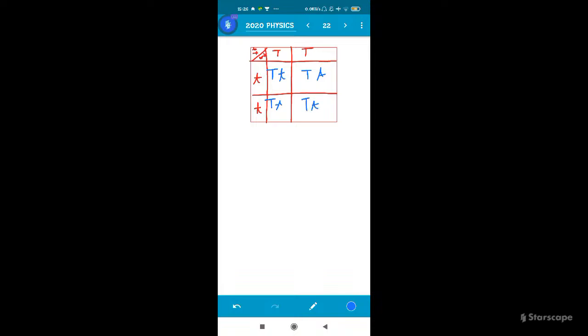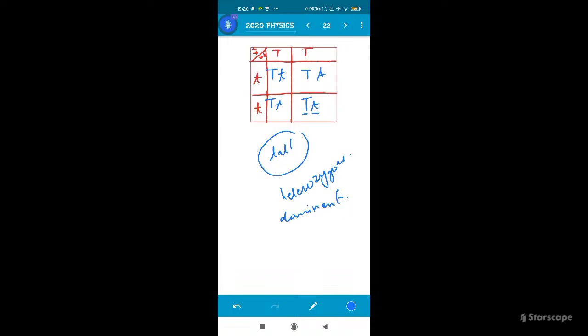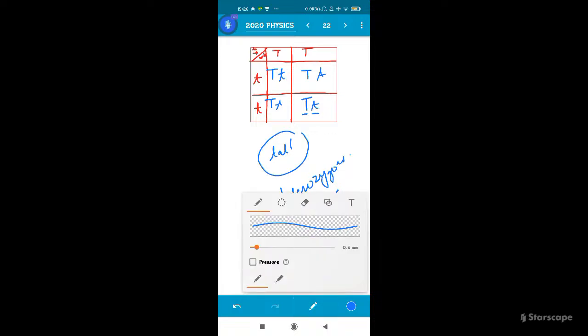So what do we see? The phenotype of all these plants will be tall, isn't it? But what will be the genotype? The genotype will be heterozygous dominant. Because see, one is capital, one is small, so heterozygous. But since the capital is there, that means obviously it will be dominant. So heterozygous dominant will be your answer. Okay, hope this question is clear. So you can either write it directly that the phenotype will be all tall plants and the genotype will be heterozygous dominant, or you can also make the Punnett square and explain it. Okay, both are correct. Okay, let's move on to the next question.